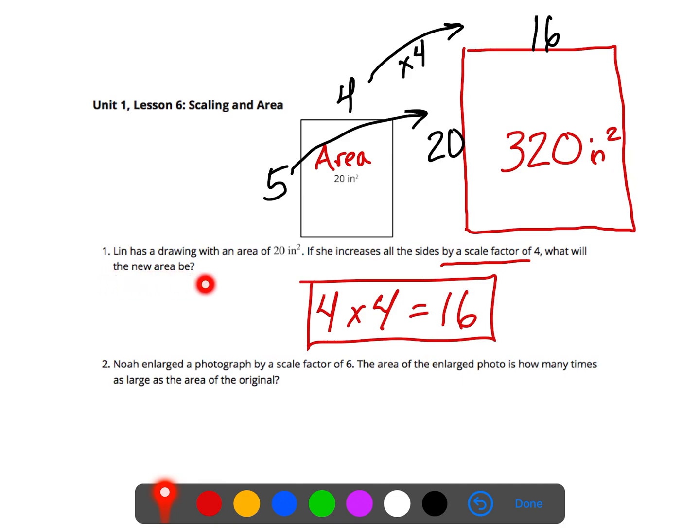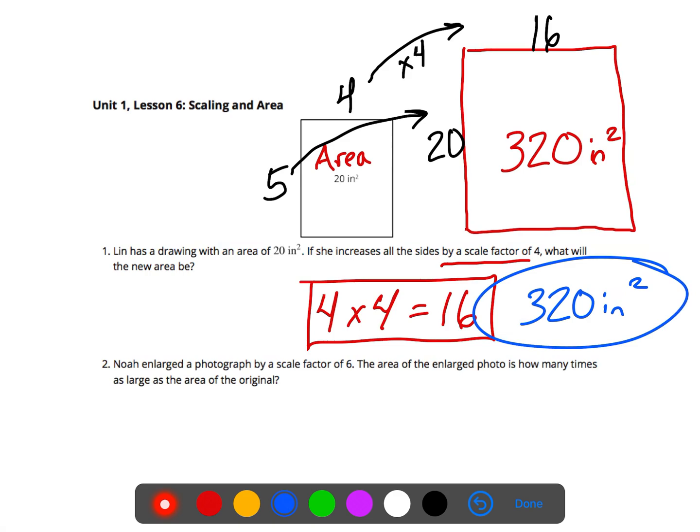So let's make sure we answer this question correctly. What will the new area be? 16 isn't the answer. That's how many times the area increased. The answer is actually going to be 320 square inches. All right, the second part says, Noah enlarged a photo by a scale factor of 6. The area of the enlarged photo is how many times as large as the area of the original? All right, so we have a photo that we'll call the original, and then we have an enlarged copy of that photo that uses a scale factor of 6.